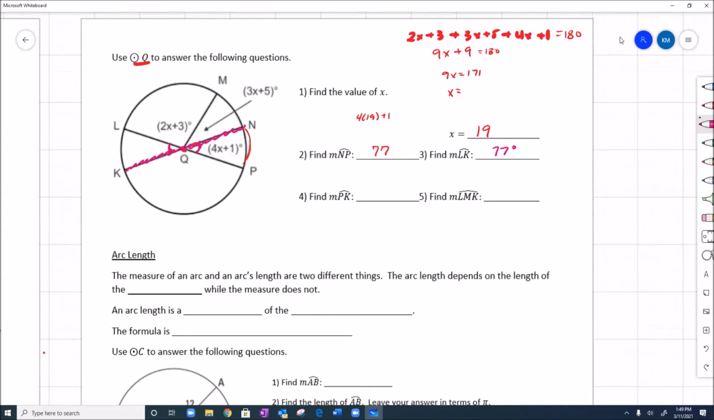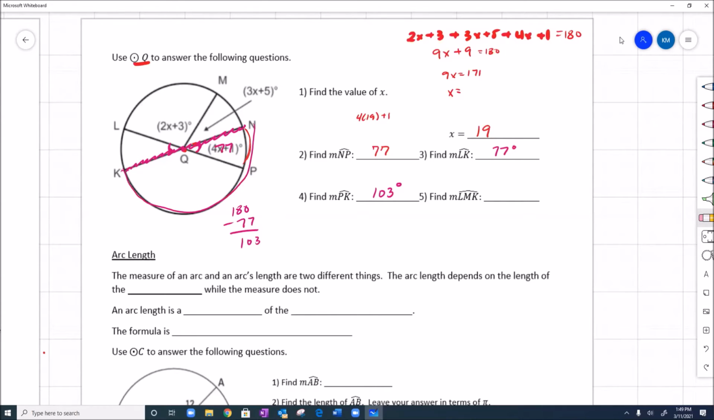Okay, they're asking us for PK. And so, still using this diameter, we should see that this half KP in this arc should be a semicircle, 180 degrees. And so with this 180 degrees, since we know that this is 77, we can do 180 minus 77 to find PK, and that's 103 degrees, the measure of that arc.